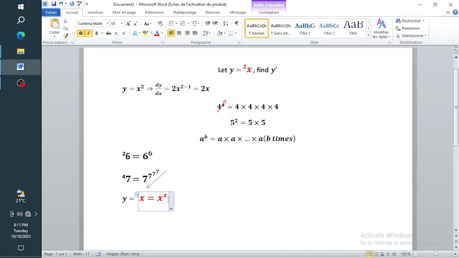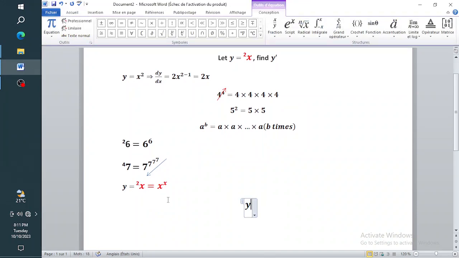So how do we differentiate x to the power x? We start by, okay, our y is equal to x to the power x. Now to always differentiate exponential functions, we take ln on both sides. So ln y is equal to ln of x to the power x, which is x times the ln of x. Okay, now we perform implicit differentiation.